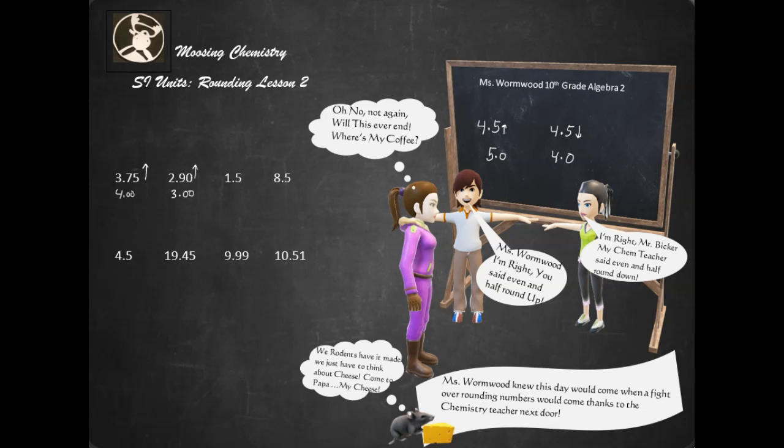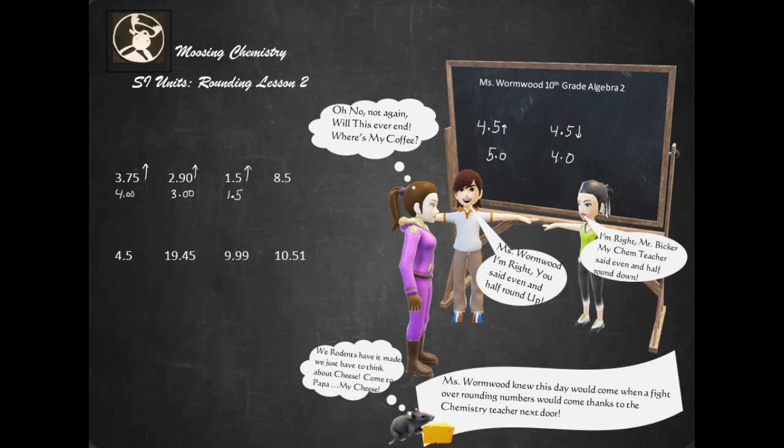All right, now let's look at the next number. This is 1.5. Now this number is odd and this number is half, right? So if it's odd and half, you are going to round that number up. So that's going to give us 1.5.